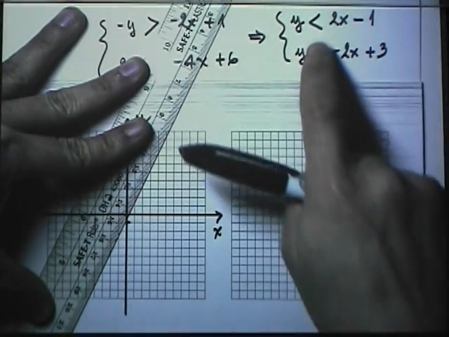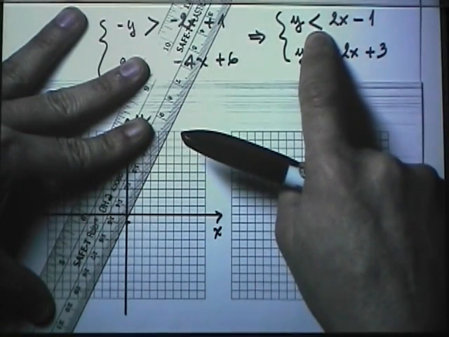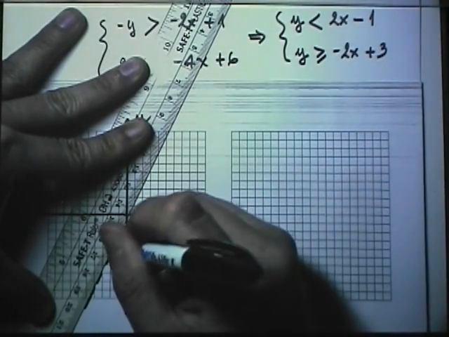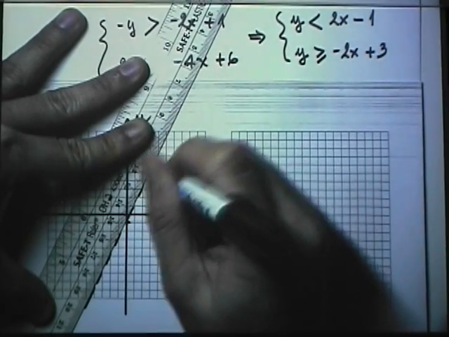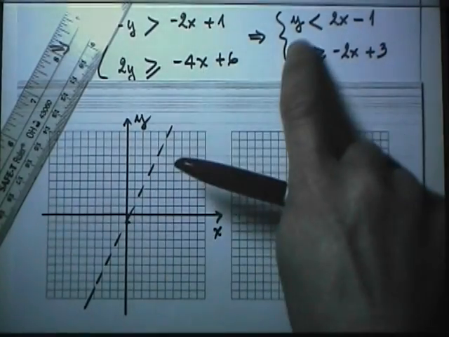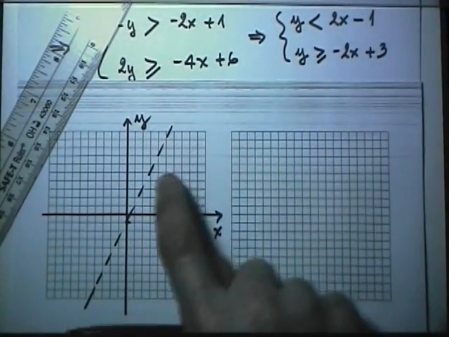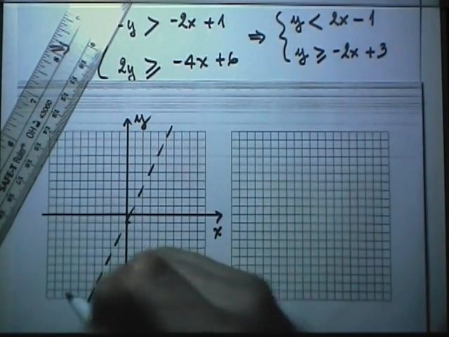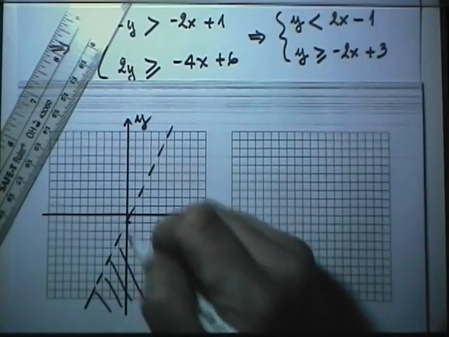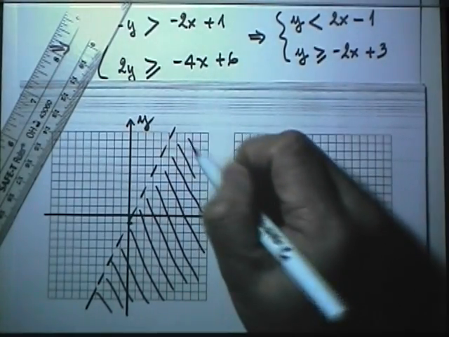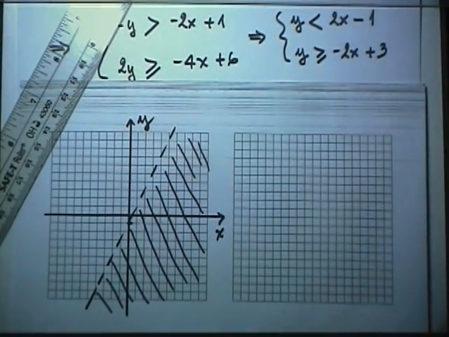By the way, notice the inequality sign here is strictly less than, so my line has to be a dashed line. That line is y equals 2x minus 1. This time I want the region. The inequality says strictly less than, so I want my region to be below that line, and the line is dashed. So my region is the region below the line. Is everybody with me so far?